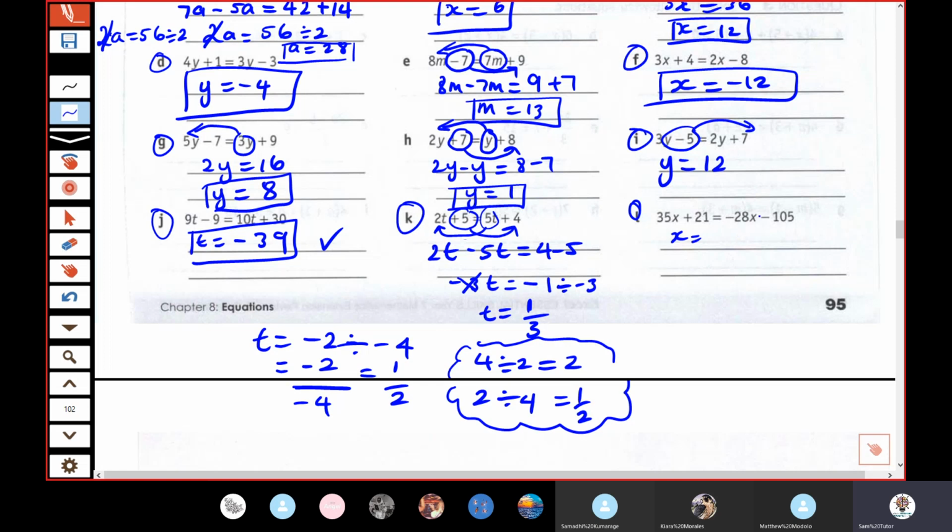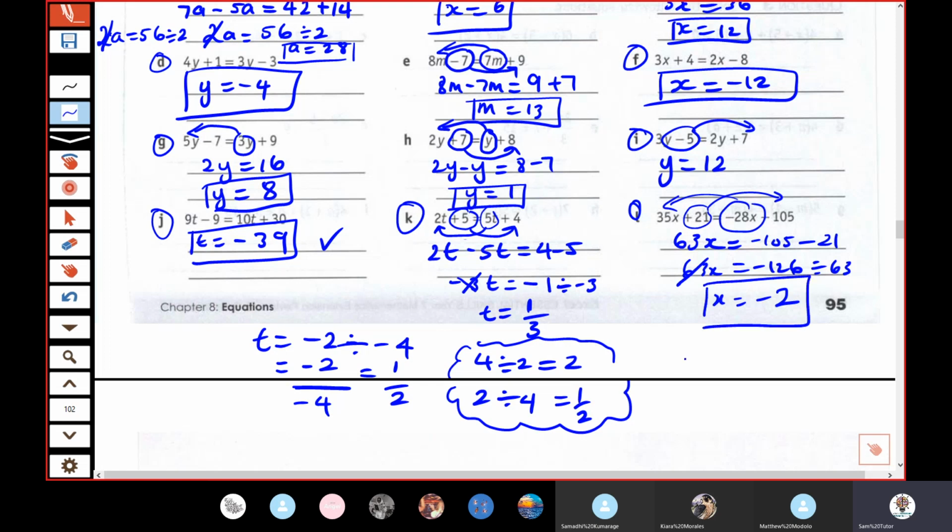Last one, minus 28, bring it over. That gives you, what's that, 63x, and then 21, bring it over, minus 105, minus another 21 is minus 126. And obviously we divide by 63, we get x equals -2. X equals -2. All right.